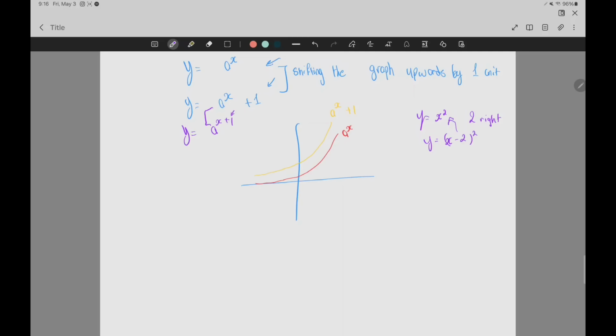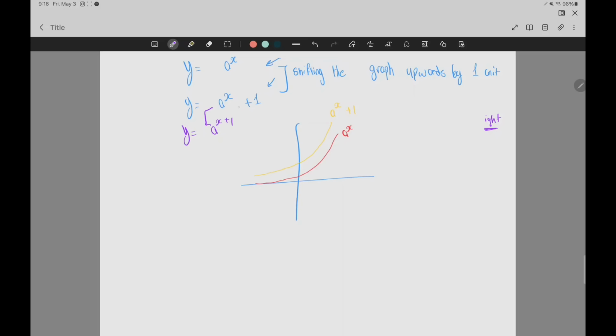Whenever you're adding in the power, that means you're moving to the left. If you're subtracting, you move to the right. Similarly, like here, since we subtracted, we move to the right. If you guys remember from term 1, I think it was always the opposite for the horizontal shift, left and right. It's always the opposite. When you add, you go to the left, and when you subtract, you go to the right.